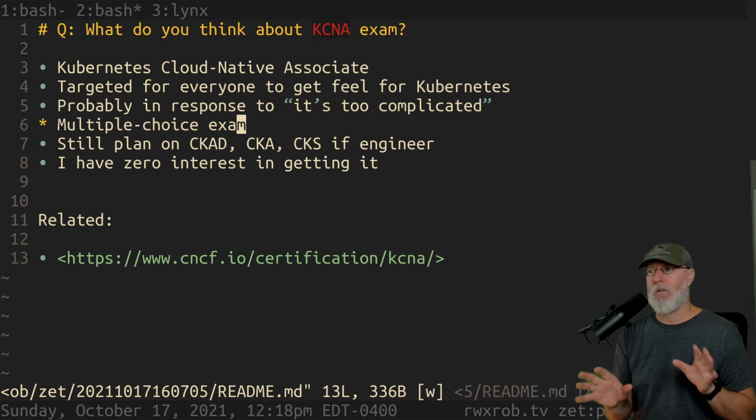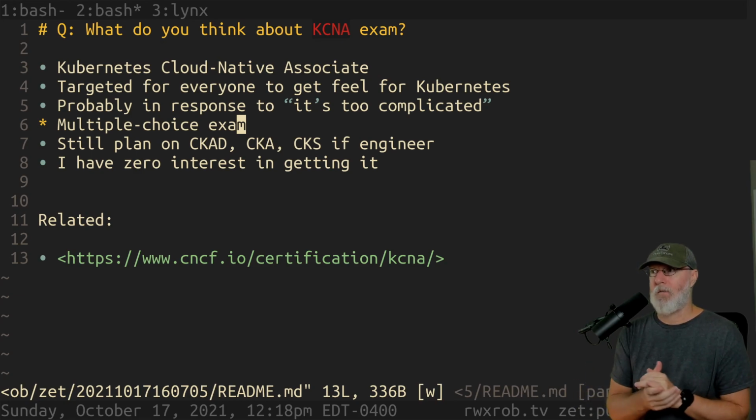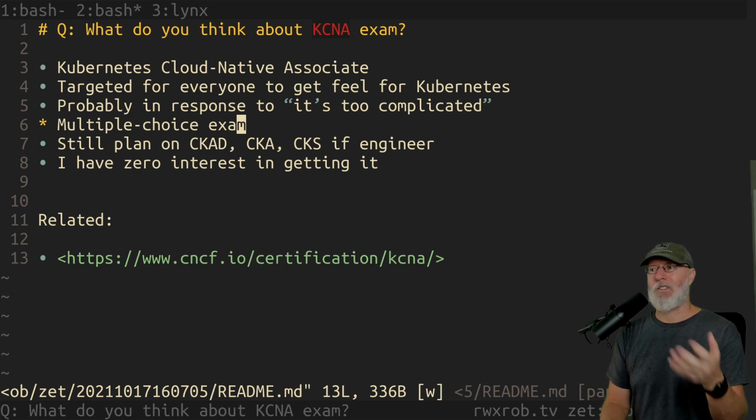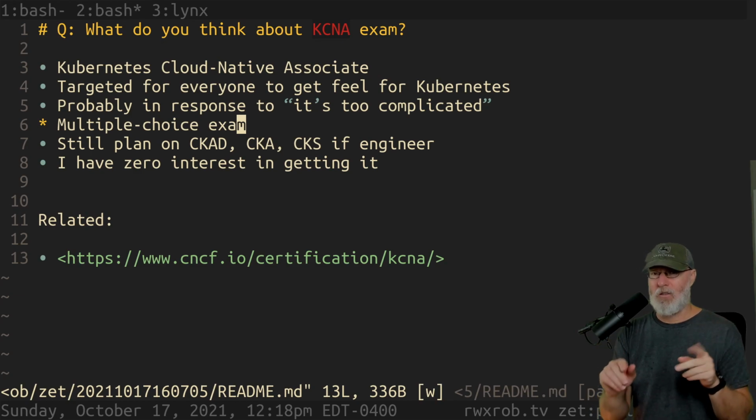We have lots of money. Come pay us for it. The cert's not going to make it less complicated. No, that's not what I'm suggesting. What I'm suggesting is that the cert is to help people see that Kubernetes isn't that complicated as long as you understand it.